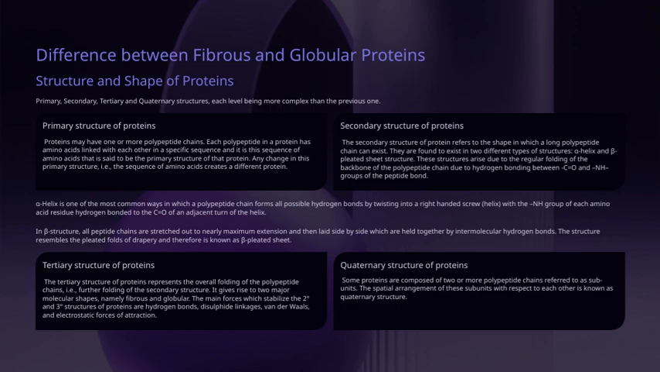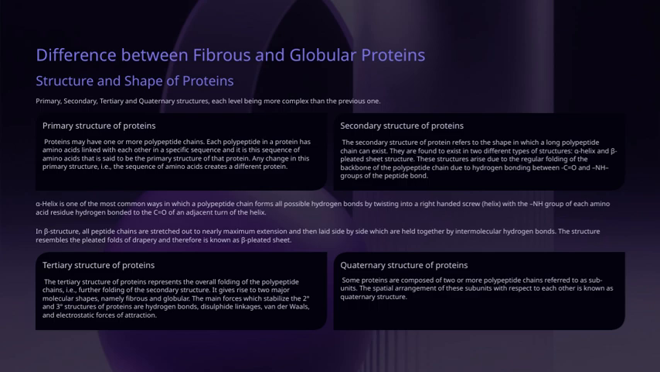Moving on to the secondary structure, this refers to the specific shapes a long polypeptide chain can adopt. The two main types are the alpha helix and the beta-pleated sheet. These structures form due to regular folding of the backbone, stabilized by hydrogen bonds between the C=O and NH groups of the peptide bonds. Next, the tertiary structure represents the overall folding of the entire polypeptide chain, essentially a further level of organization beyond the secondary structures. This gives rise to two major shapes, fibrous and globular proteins.